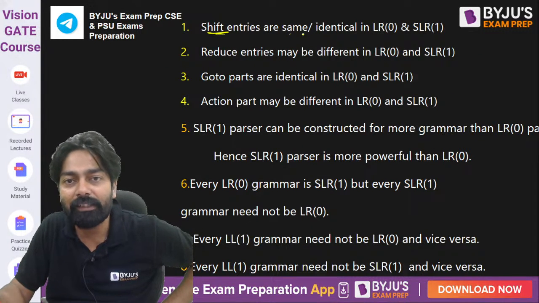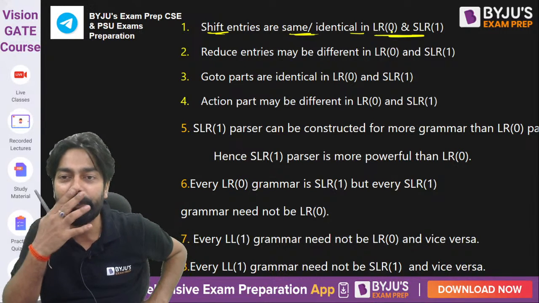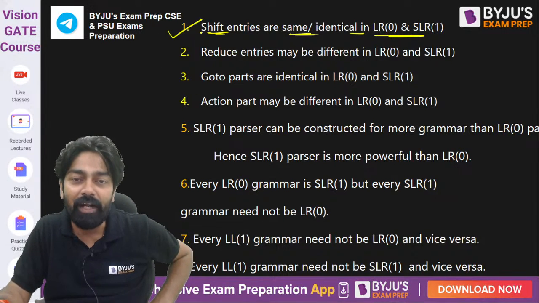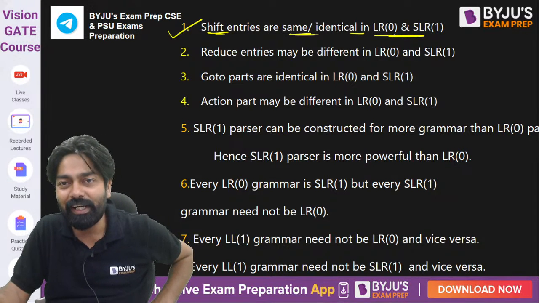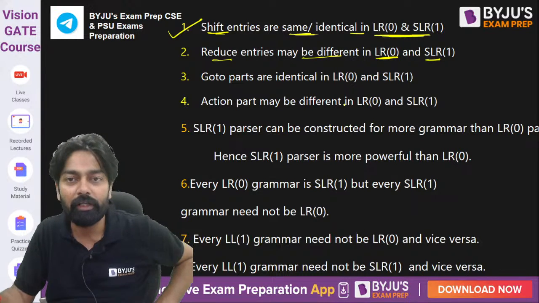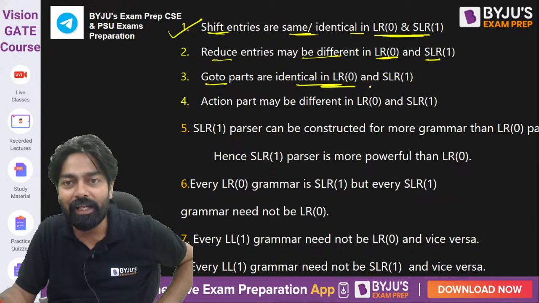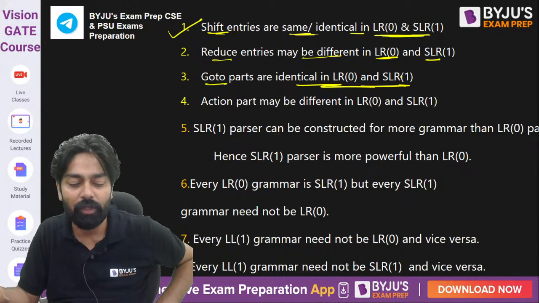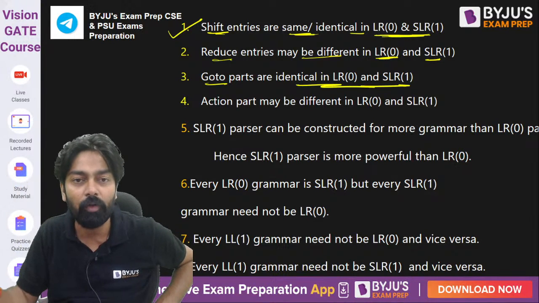Now some points here. Shift entries are the same and identical in LR0 and SLR1. Maybe they will ask which of the following is true. See clearly, shift entries are the same, or you can say identical, in LR0 and SLR1. Reduce entries may be different in LR0 and SLR1. We have seen in the previous question where the reduce entry is different, fine. Goto parts are identical in LR0 and SLR1. The goto part is the same because only state numbers come in the variable part.